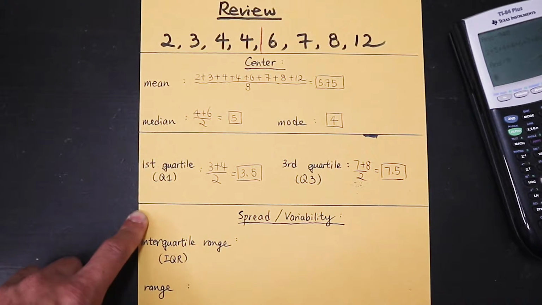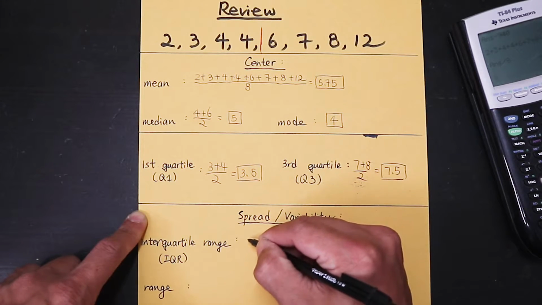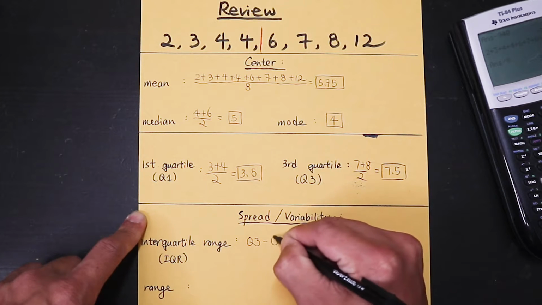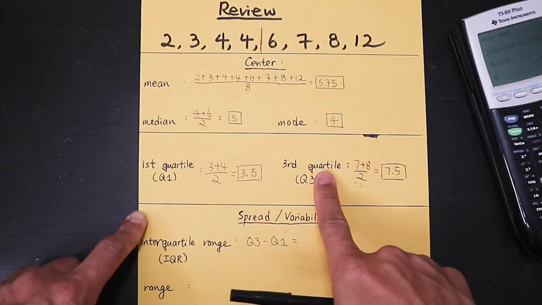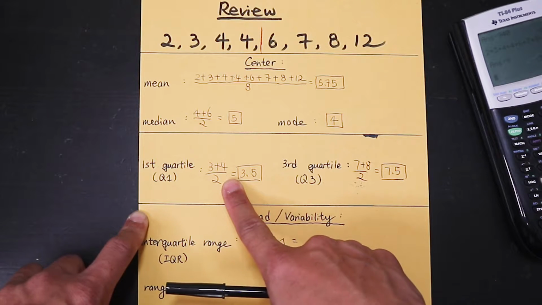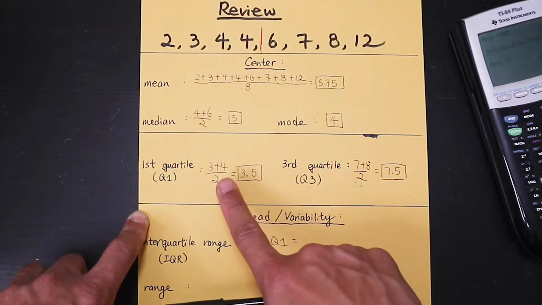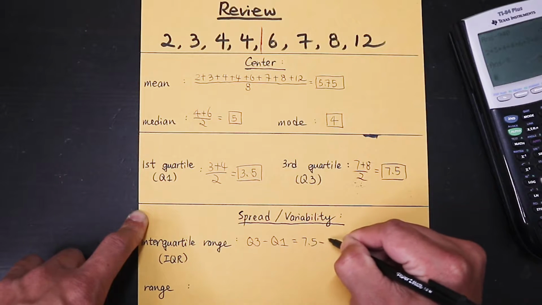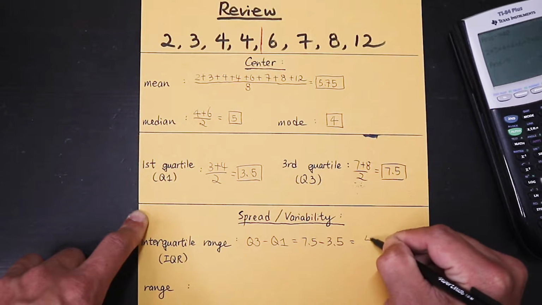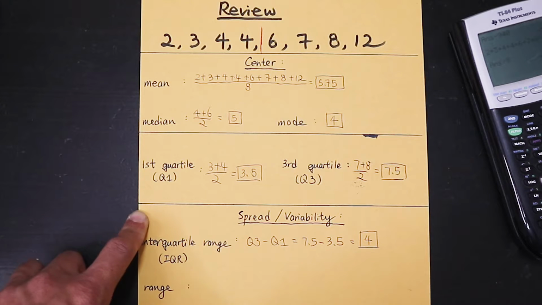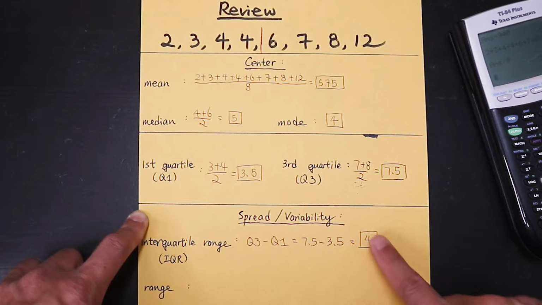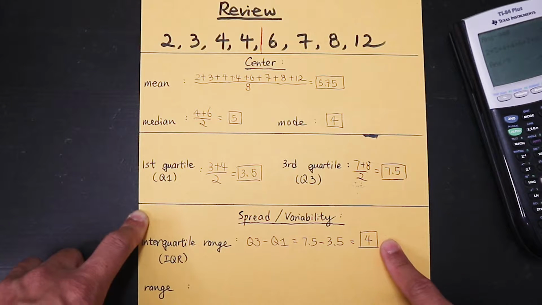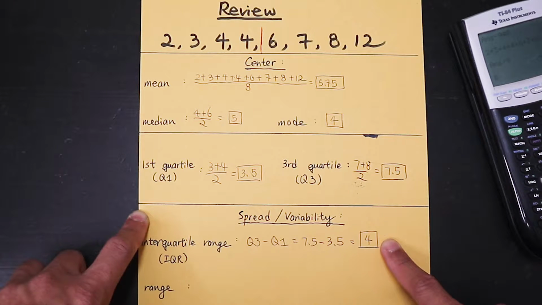So the formula to find an interquartile range would be Q3 minus Q1. Or you could say the third quartile minus the first quartile. Or you could say the larger quartile minus the smaller quartile. So it's going to be 7.5 minus 3.5, which is going to be 4, right? So that means the interquartile range is 4. This also represents the range for the middle 50% of the data set.